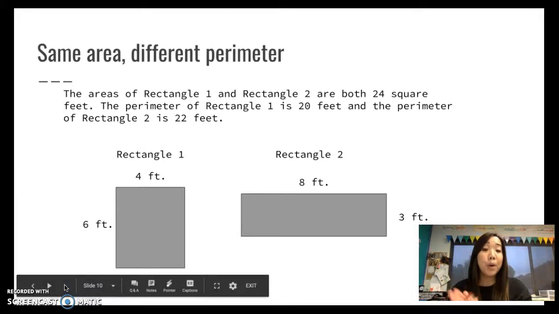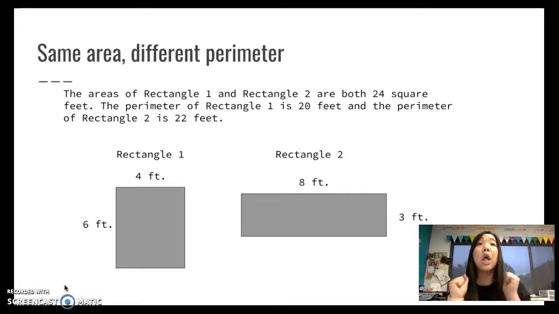Now, they both have the same area because both of their side measurements, when multiplied together, give me 24 square feet. They have different perimeters because when all the sides are added up together, they give me different perimeters. So let's keep that in mind when we're working on it in class today.